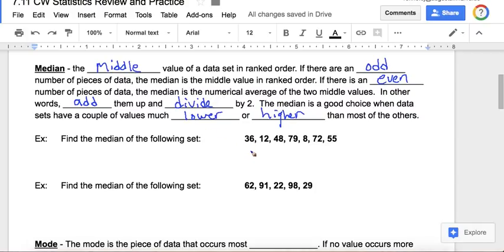So I'm going to do that. So 8, 12, 36, 48, 55, 72, and 79. So I put them in order from least to greatest, and I always double check: 1, 2, 3, 4, 5, 6, 7. I want to make sure I write them all down. Now remember to find the median, cross out 1 from each end, like this. And since there were an odd number of data points, there's one number in the middle, so that means my median is 48.